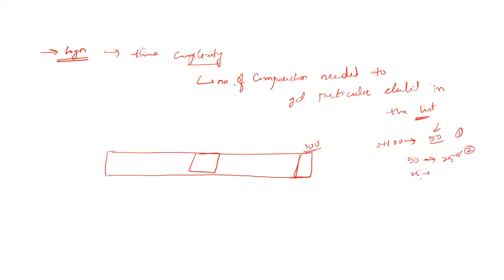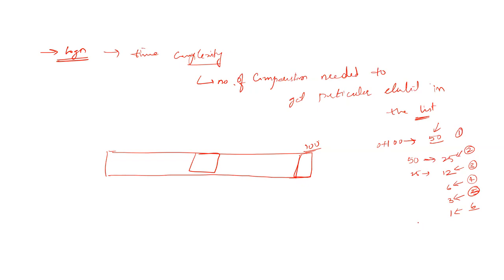Again 25 is divided into 2 parts, that is 12. This is the third comparison. Again, 12 is divided into 6. We check the 6th location element and compare it, that is the fourth. And again we divide and we get 3. So we compare the 3rd element, that is the fifth. Again, dividing by 2, we get 1. We compare at 6.